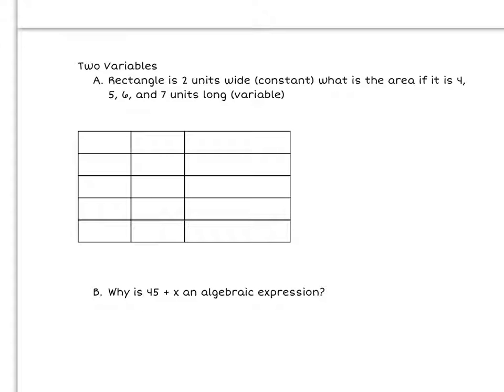So here's a problem here. A rectangle is 2 units wide, which is our constant. What is the area if it is 4, 5, 6, and 7 units long, which will be our variables?